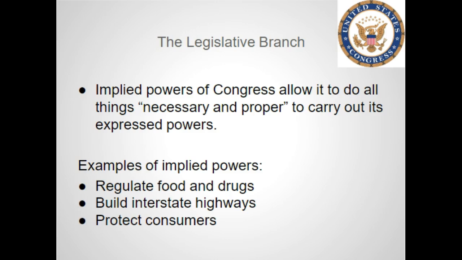They can build interstate highways. So there's no enumerated provision in the Constitution that says they can do it, but through the necessary and proper clause, yes, they can. They can also protect consumers. So if there's a certain type of car or a certain type of thing that's out on the market and it's dangerous to the consumers, they can have that item or that car taken off the market because they are protecting consumers. They can ban things because through the necessary and proper clause they can do that.